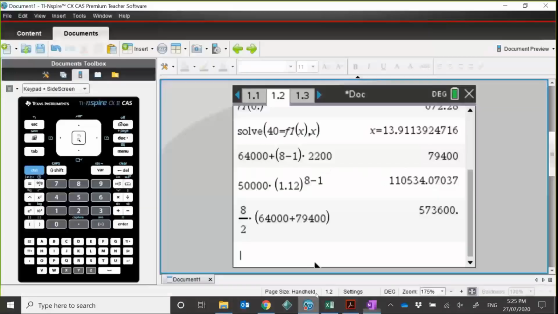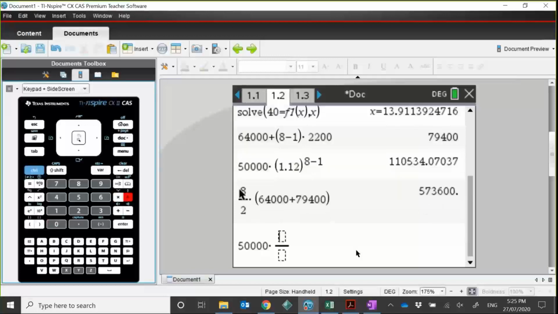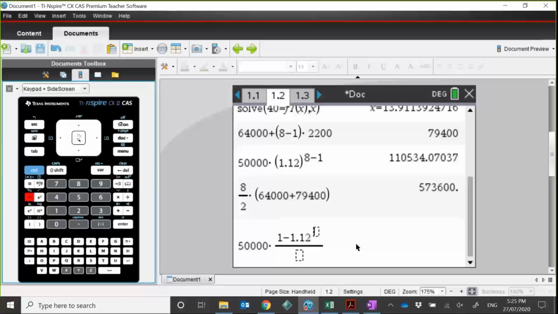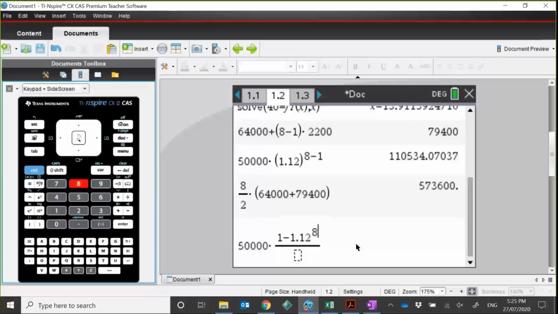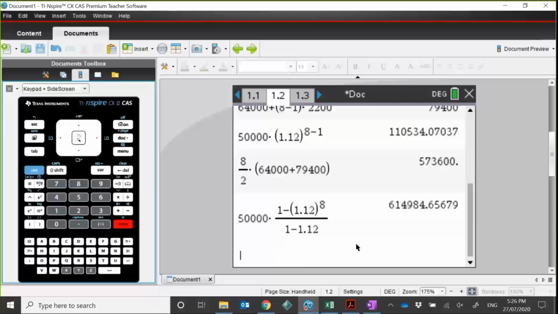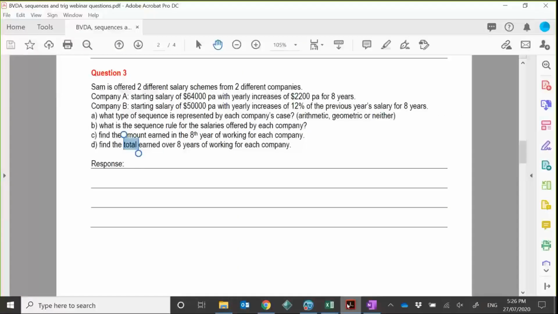And so on the calculator then, we've got it's A, which was 50,000, multiplied by, now you can use your fraction key, so control divided by, it is 1 minus your common ratio, which is 1.12, to the power of N, which is 8 years, divided by 1 minus your common ratio. Okay, straight into the GP formula. And there is our total income, $614,984 for company B over the 8 years. All right, so that's question 3.